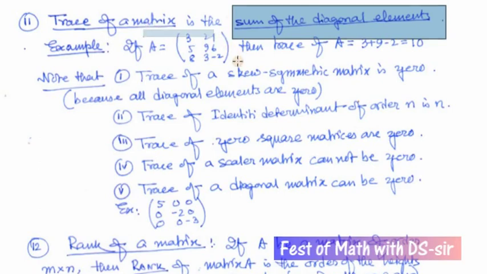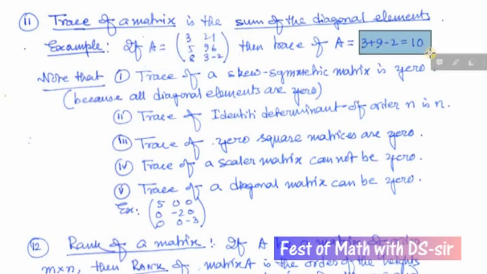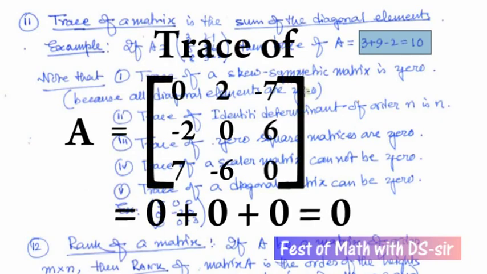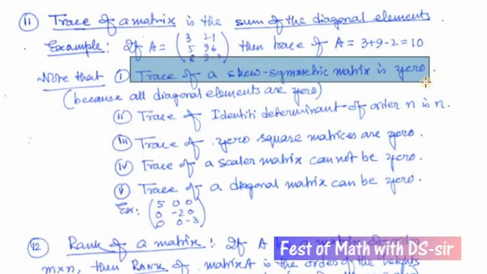For example, let A be a matrix, square matrix, not diagonal. Its diagonal elements are 3, 9 and minus 2. So its trace is 3 plus 9 plus minus 2, that is 10. Now, note that the trace of a skew symmetric matrix is always 0 because all its diagonal elements are 0.